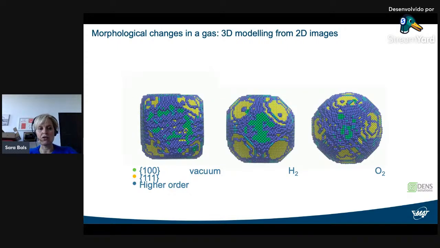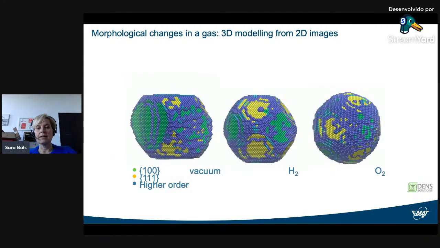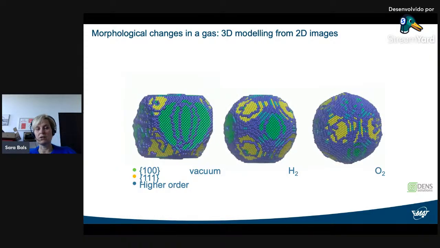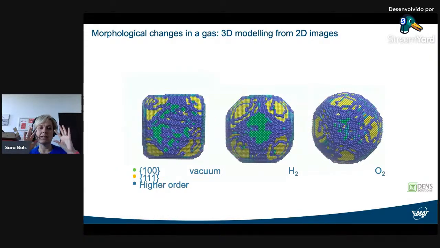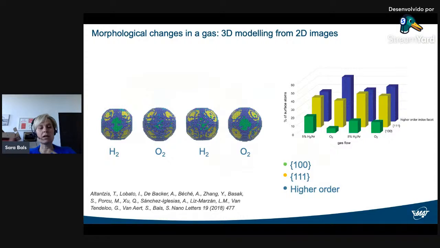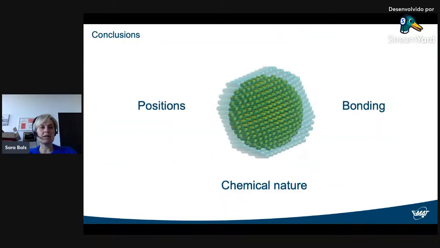And now we have compared the structure for one and the same particle in vacuum and in different gaseous environments. And you can see that indeed the surrounding has a large effect on the surface structure. For example, in hydrogen, we see a nicely faceted surface structure, whereas in oxygen, we see a more rounded surface structure. And we could go back and forth between hydrogen and oxygen. We could see every time the facets, the more rounded structure, but we also notice here that the percentage of higher order index facets is dropping after a few cycles. And so that is important to take into account if one is going to be using these particles eventually during real catalytic processes. So that brings me to the conclusions.